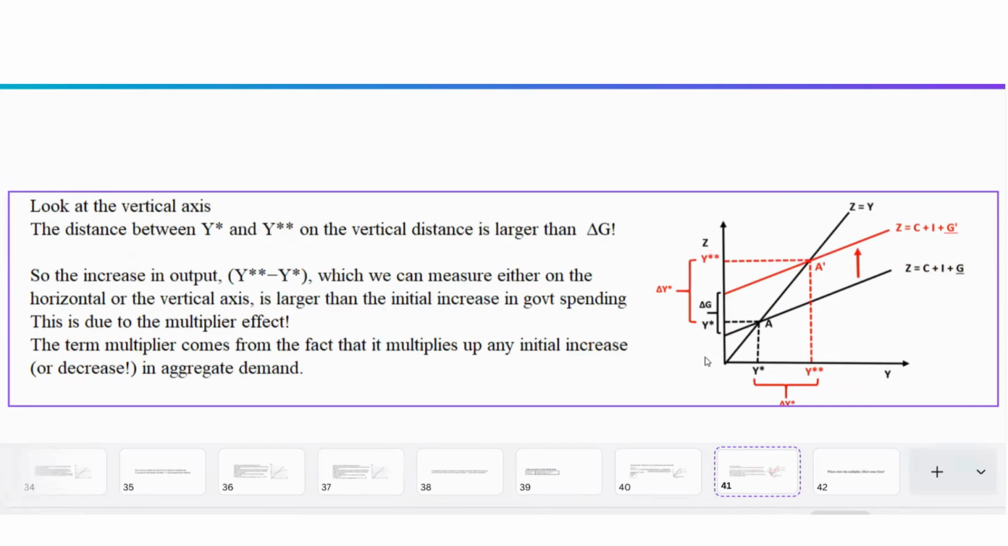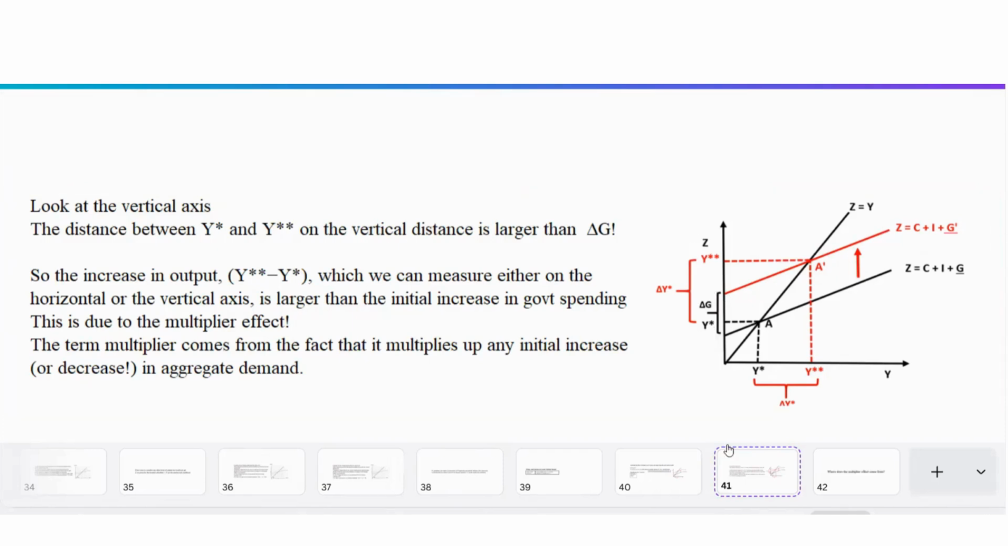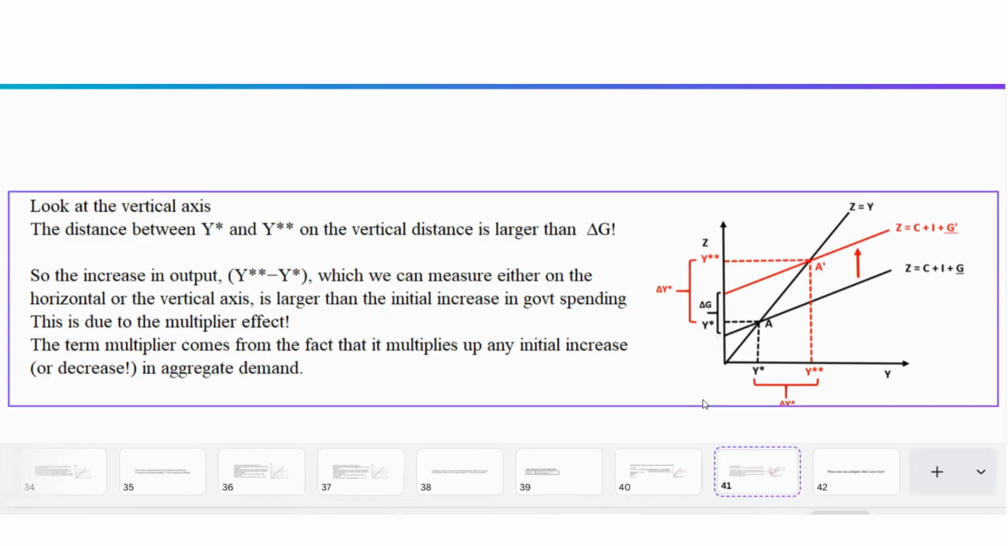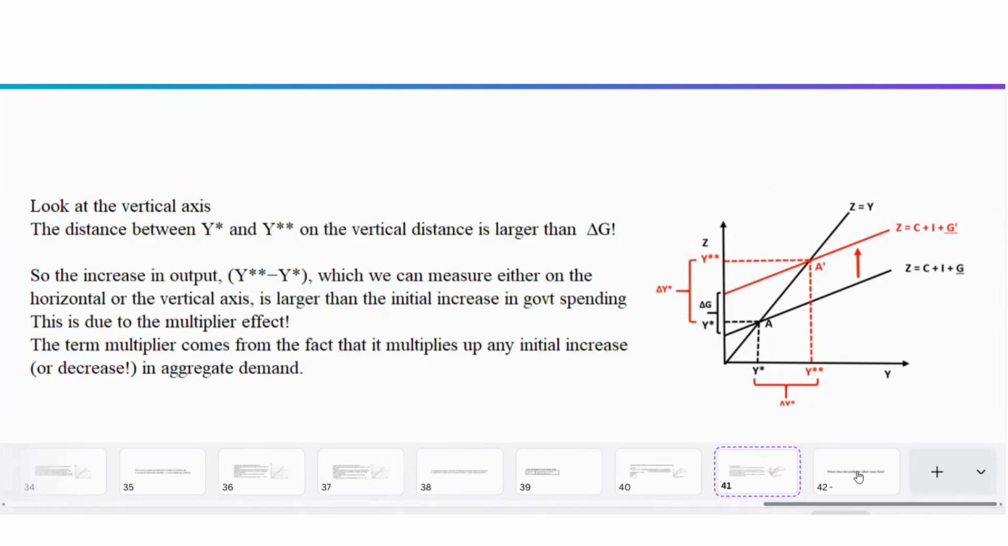Now, if we look at the vertical axis, the distance between Y star and Y double star is larger than delta G. So this distance, delta Y, is actually greater than delta G. The increase in output, which is Y double star minus Y star, which we can measure either on the vertical axis or the horizontal axis, is larger than the initial increase in government spending. This is due to what we call the multiplier effect. The term multiplier comes from the fact that it multiplies up any initial increase or decrease in aggregate demand. So the effect on equilibrium Y is greater than the effect on G. This is due to the multiplier effect.